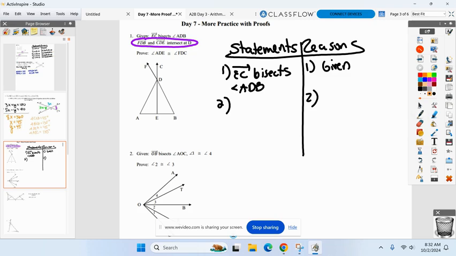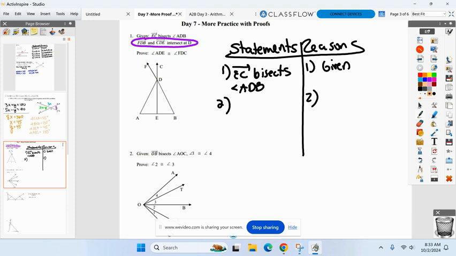Next thing, anybody see a huge vocabulary word in the givens? Bisects. Right now we've been saying, if you see the word bisects, you might use halves of equal quantities. Whoa, whoa, whoa. How many angles are getting bisected up here? Just one. To use halves of equal quantities, you need two. So this is not a halves of equal quantities proof. Let's get that out of the way.